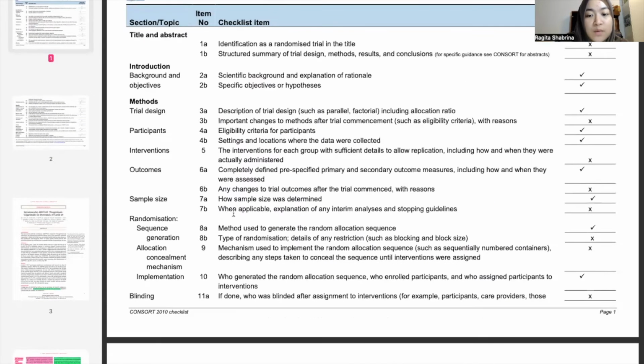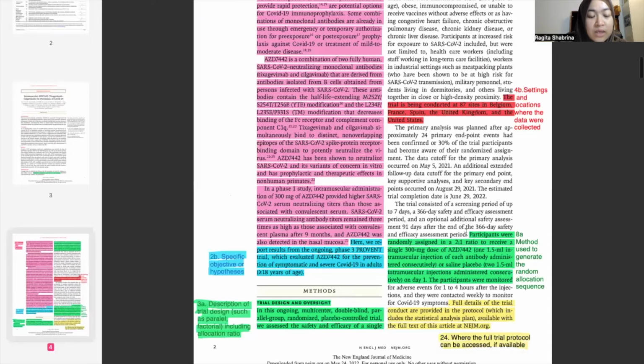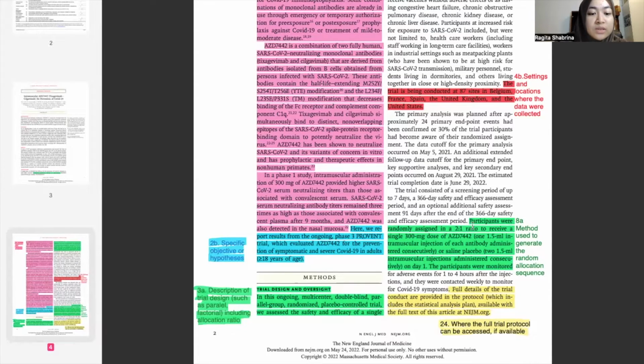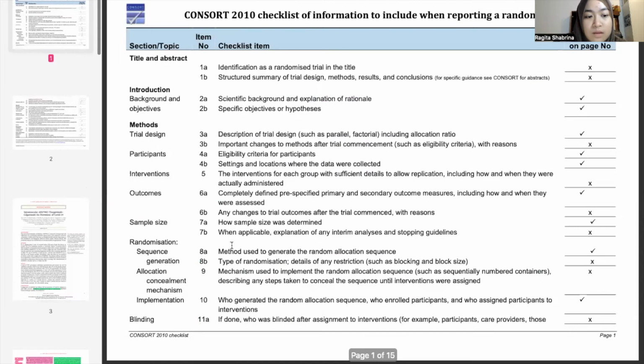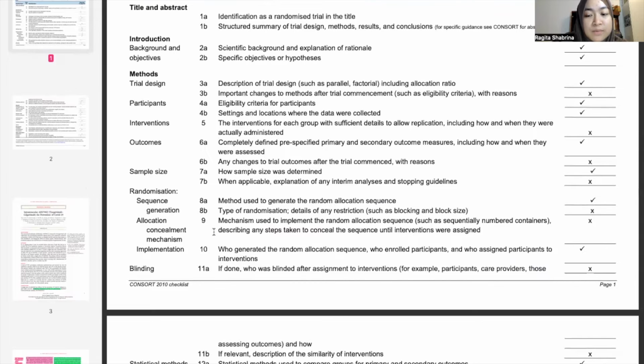Let's move to 7B. When applicable, explanation of any interim analyses and stopping guidelines. There is no item for 7B in this article, so we move to randomization. The first is sequence generation, that is 8A. The definition is the method used to generate the random allocation sequence. In 8A, as you can see in the green highlight, participants were randomly assigned in a 2:1 ratio to receive a single 300 mg dose of AZP7442, and the participants were monitored. Next, for 8B, there are no items in this article.